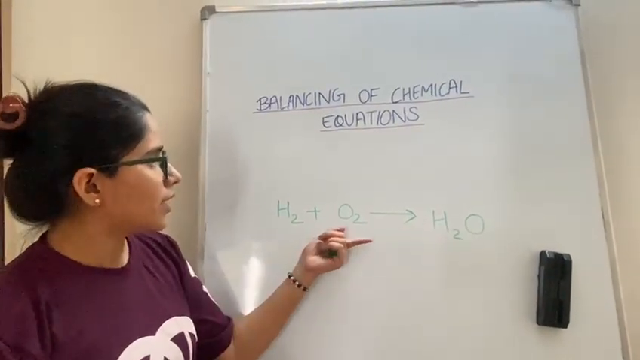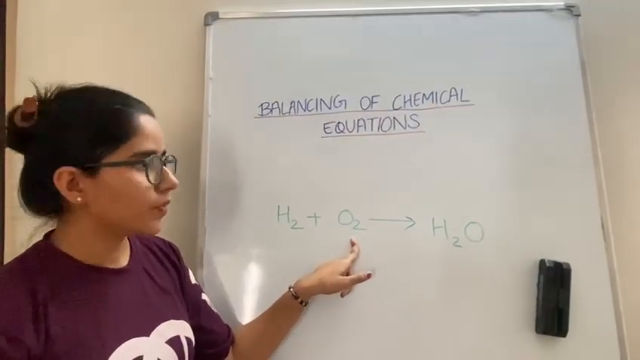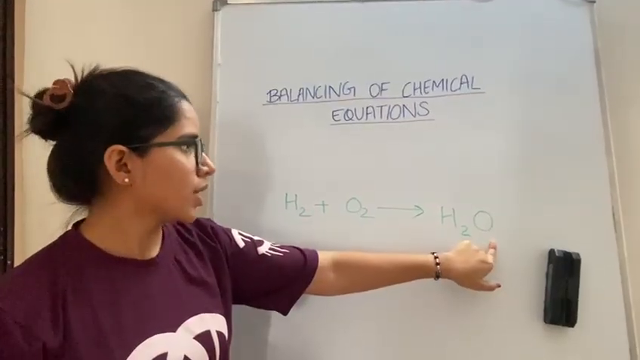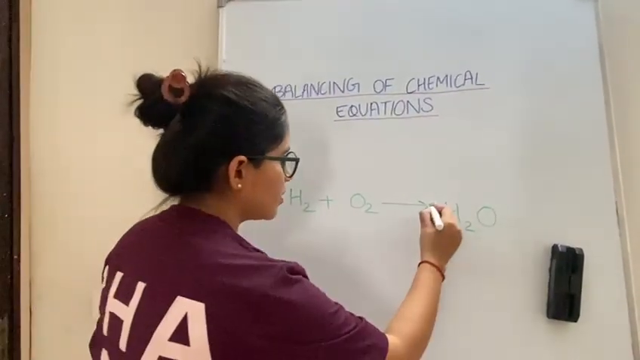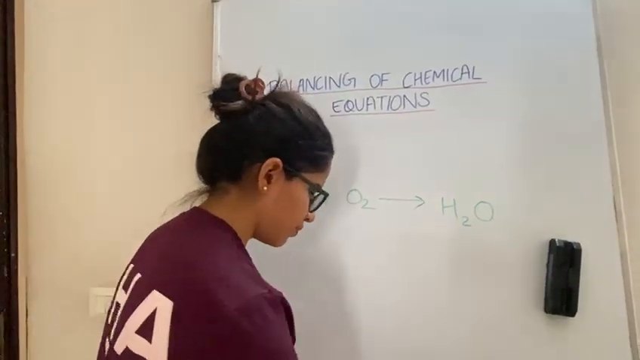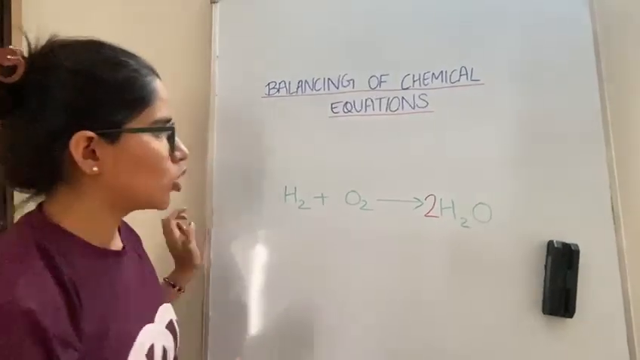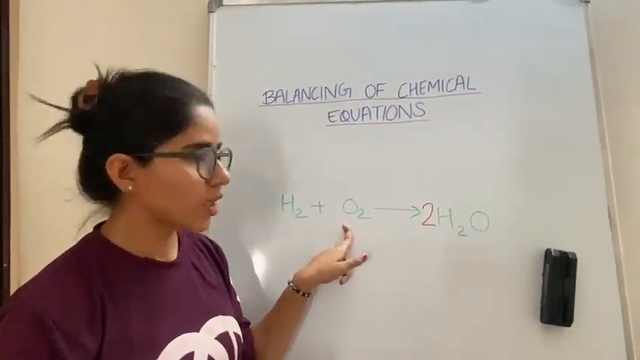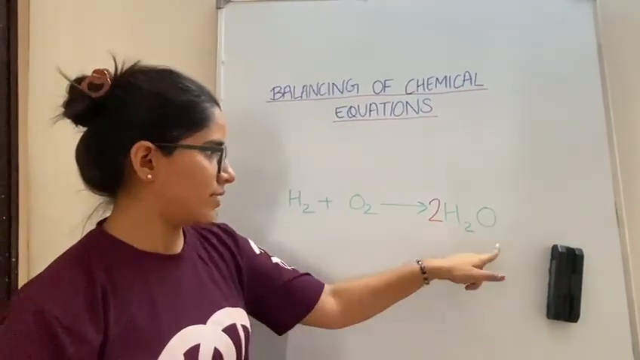Now proceeding towards the oxygen. Here we have 2 atoms of oxygen, and on the product side I have only 1 atom of oxygen. So to make it 2, I can multiply it by 2. So I can write 2 here. Now I have 2 atoms of oxygen here and 2 atoms of oxygen here. So the number of atoms of oxygen are also balanced.